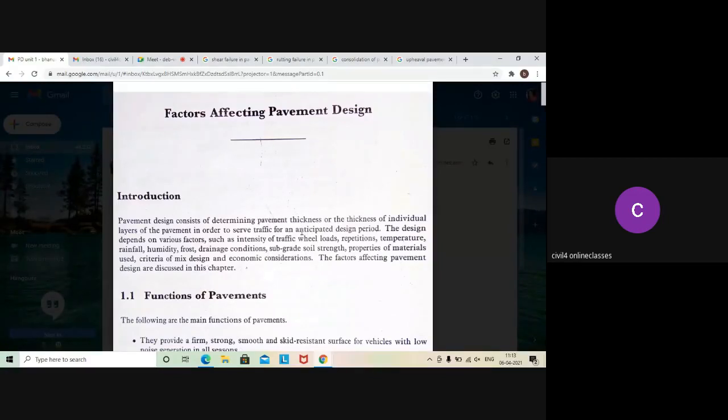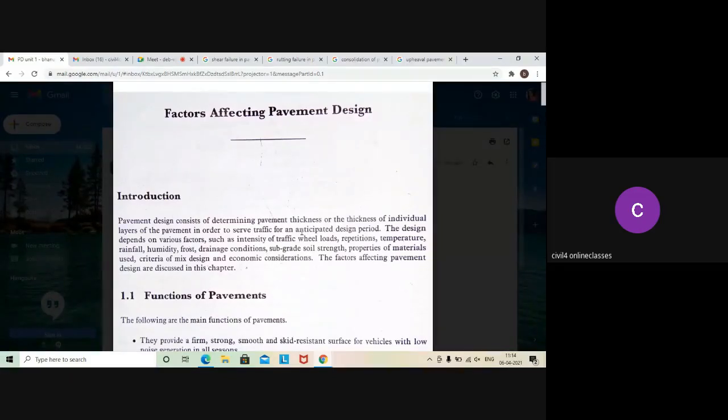So it depends on so many factors. What are the factors? Some factors are intensity of traffic wheel loads and repetitions, temperature conditions, rainfall, humidity, frost, drainage conditions, and subgrade soil strength. Subgrade soil strength means whatever natural subgrade is there, the strength of that subgrade also affects the pavement strength. Then the properties of materials used. Each layer, as I told you, uses different materials, and the criteria of mix design and also economic considerations. So our pavement design depends on all these factors.